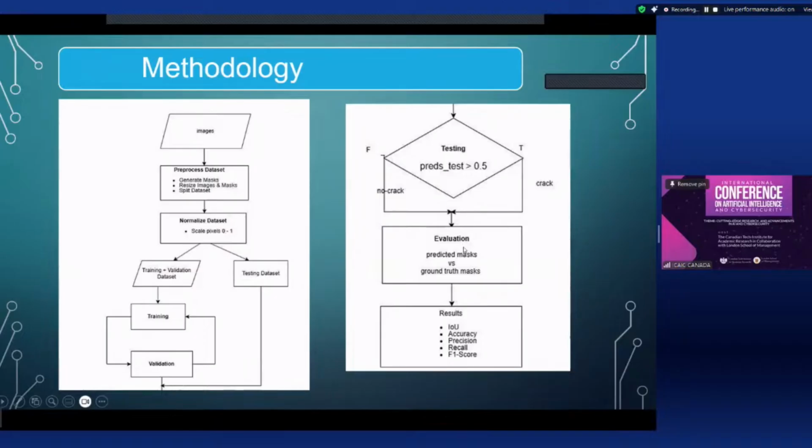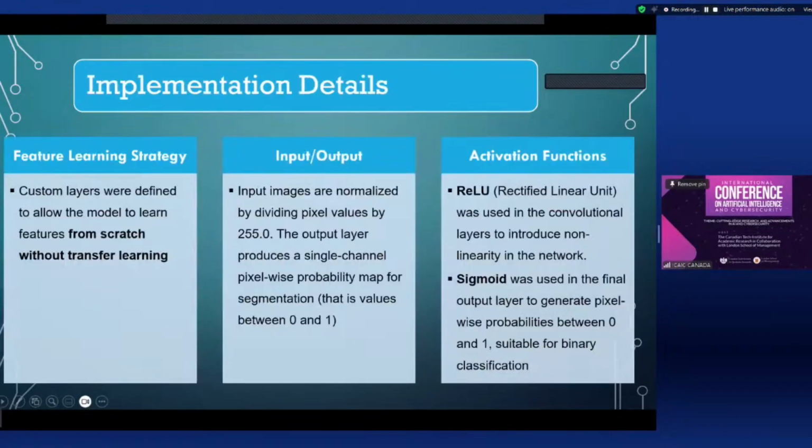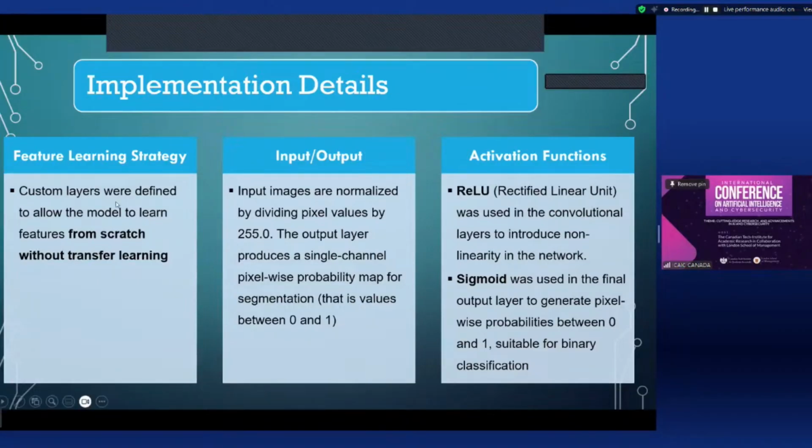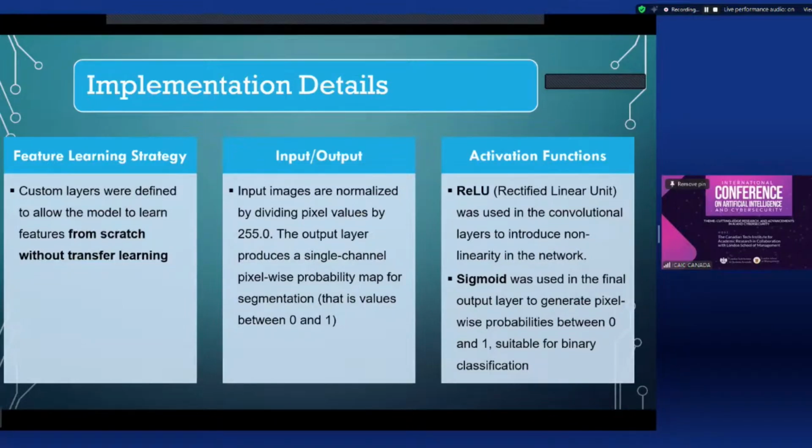And then eventually you have the evaluation, which happens here. You have various evaluation metrics and the results. This was the methodology employed in the study. The implementation details, I've already mentioned most of them. The strategy was to build the network from scratch. There is normally a concept known as transfer learning, where you can employ an already trained neural network.